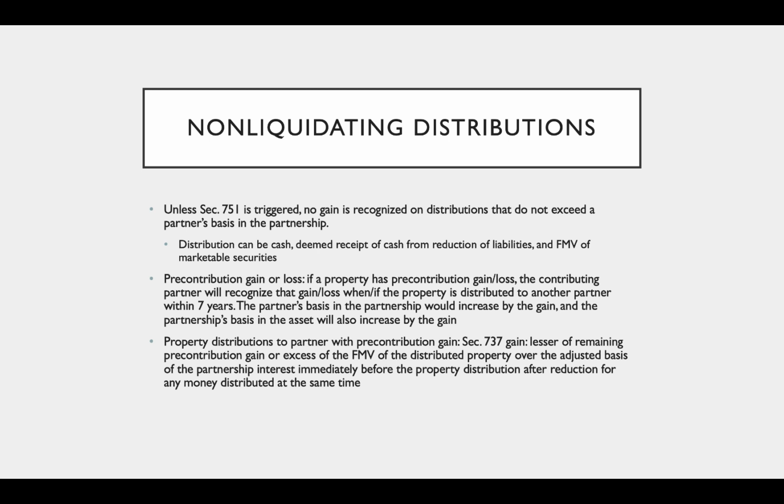Also, property distributions to a partner with pre-contribution gain are covered in Section 737. That partner would recognize a gain equal to the lesser of the remaining pre-contribution gain or the excess of the fair market value of the distributed property over the adjusted basis of the partnership interest immediately before the property distribution, after reduction for any money distributed at the same time. So again, this covers the partner who made that contribution of a pre-contribution gain or loss asset.